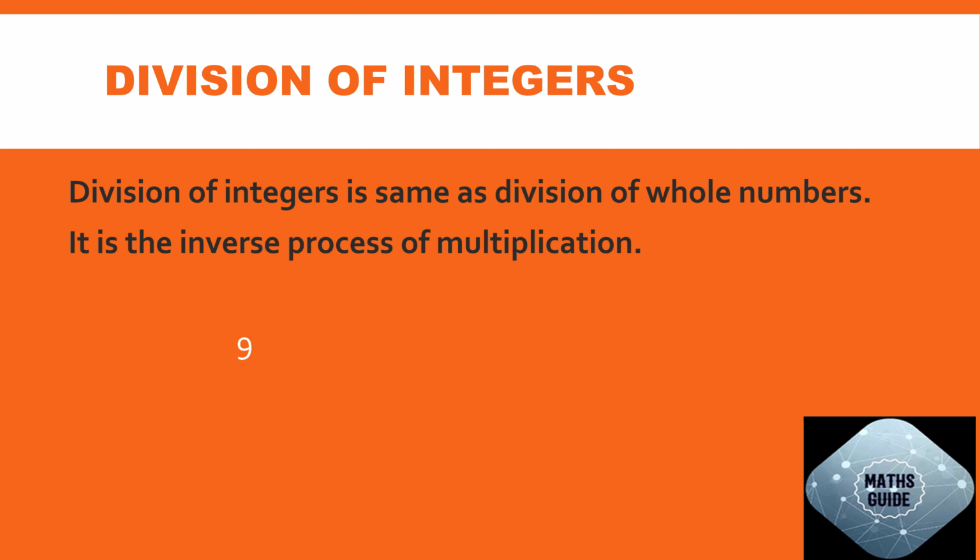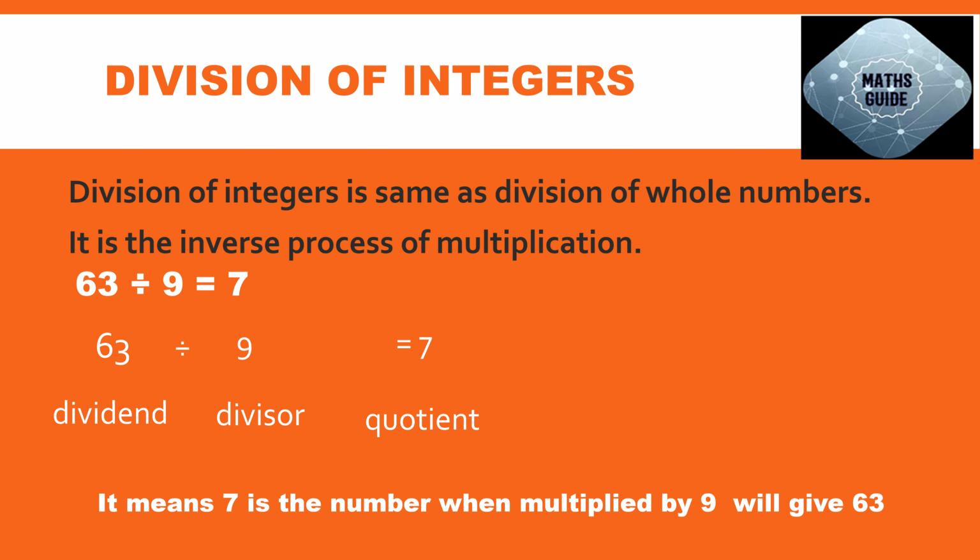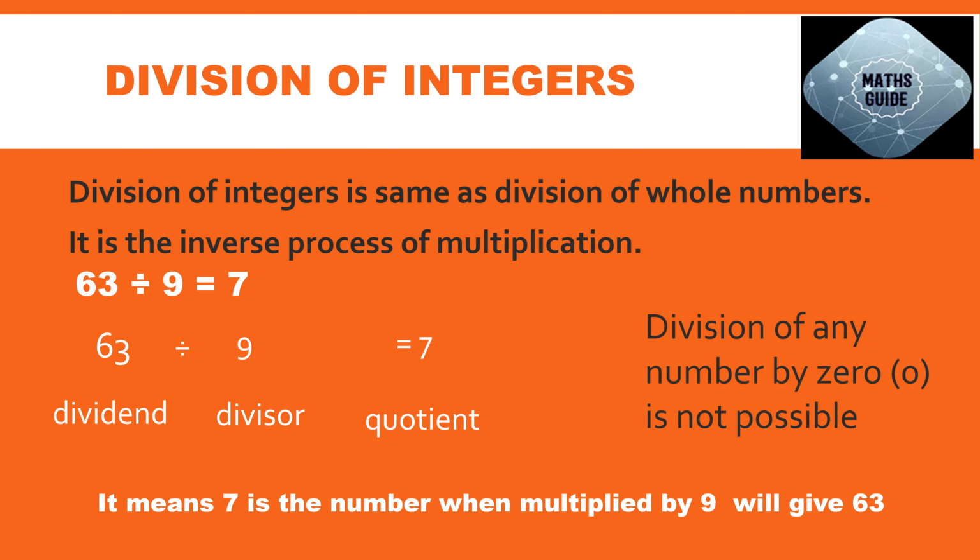Our next concept is division of integers. It is the same as division of whole numbers, but it is the inverse process of multiplication. As far as the integers are concerned, the division of integers is the same as simple division. We have a question, 63 divided by 9 is 7. When 63, the dividend, is divided by 9, the divisor, the quotient, that is the answer of division, is 7. It means 7 is the number which multiplied by 9 will give 63.